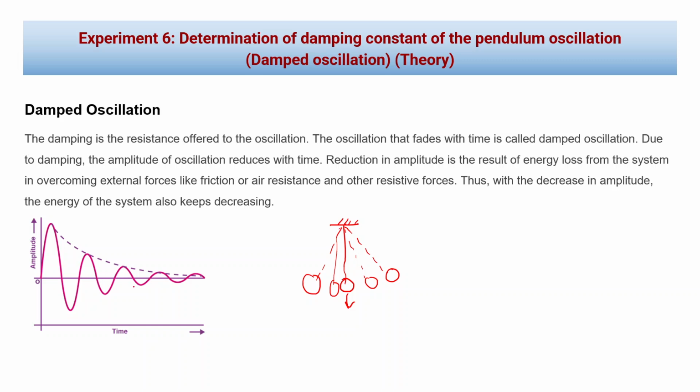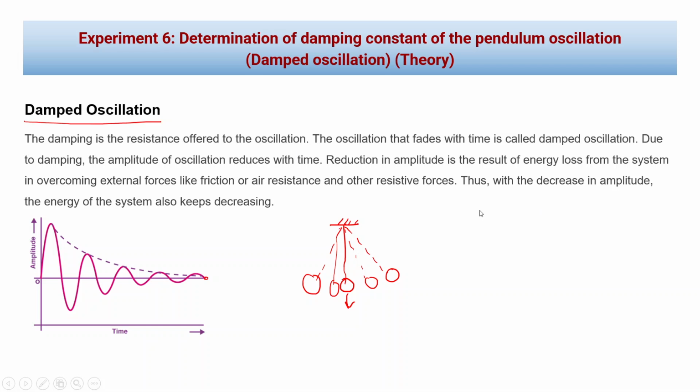So when I plot amplitude versus time, we can see initially the amplitude is high, after some time it becomes lesser and lesser, and eventually it will be 0. This type of oscillation is called damped oscillation, which we usually see around us. Free oscillation is an ideal case that cannot happen in our experimental lab unless we have a vacuum, but damped oscillation is what we see around us. So damping is the resistance offered to the oscillation, and this happens because of the air resistance.